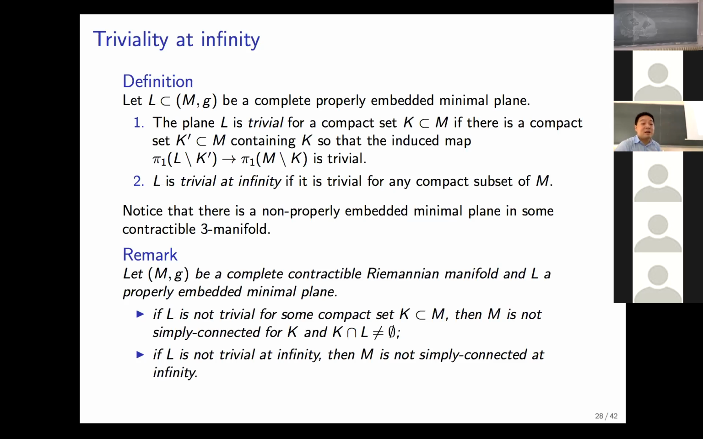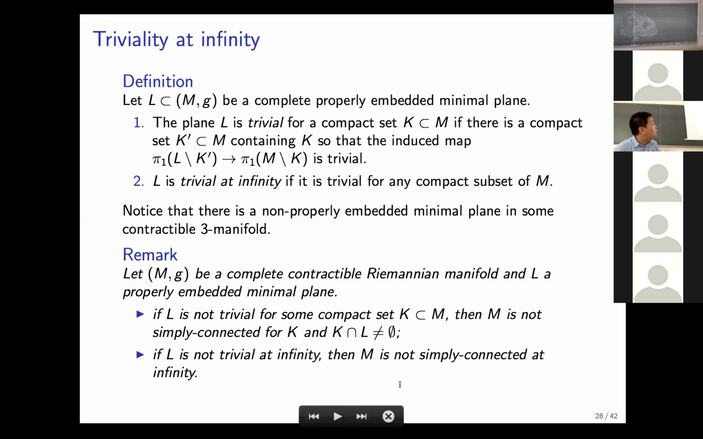Okay, let me make some remarks. Let M be a complete contractible Riemannian manifold and L a properly embedded minimal plane. If L is not trivial for some compact set K, then M is not simply connected for K, and L will intersect K. If L is not trivial at infinity, then M is not simply connected at infinity.